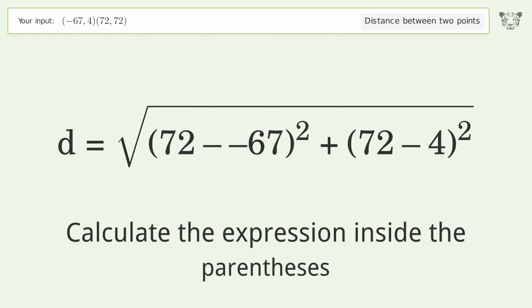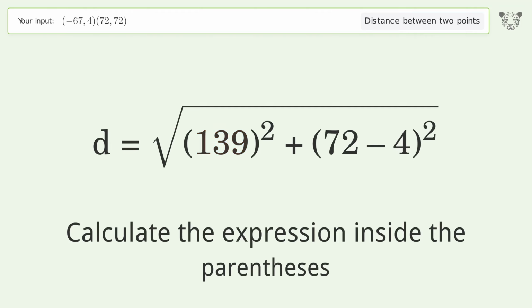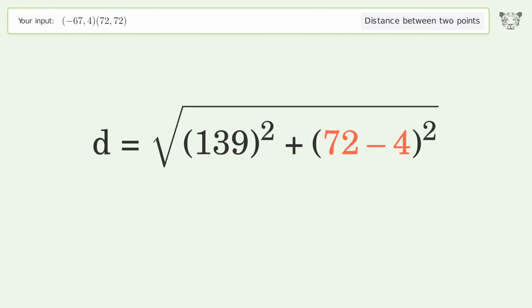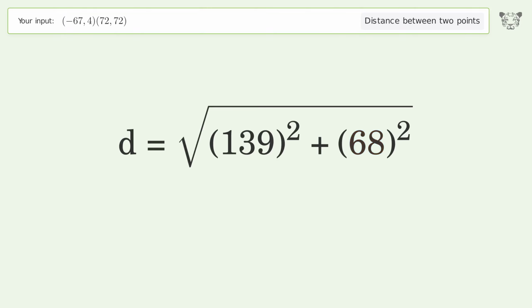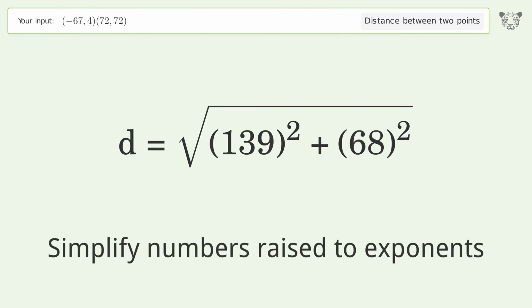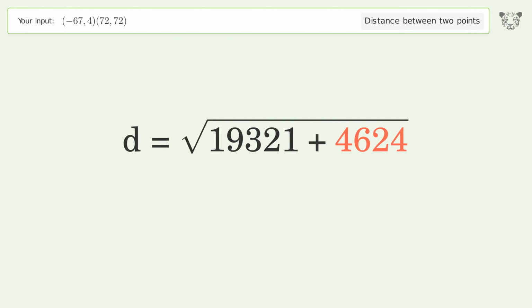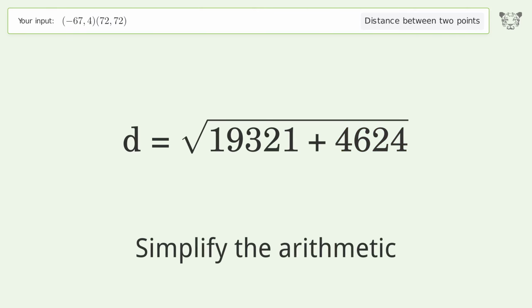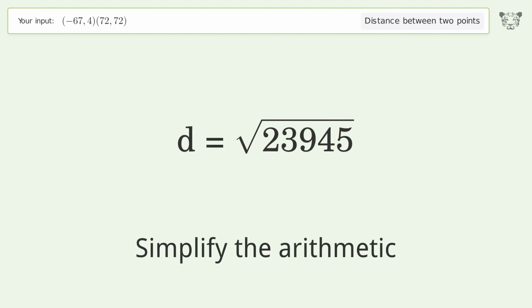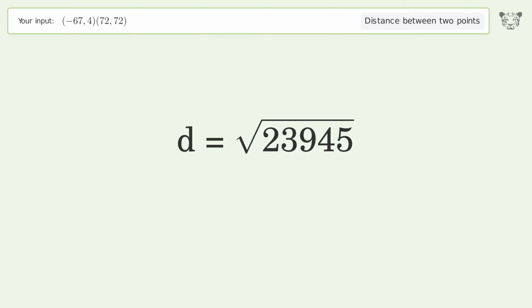Calculate the expression inside the parentheses. Simplify numbers raised to exponents. Simplify the arithmetic. And so the distance between the 2 points is the square root of 23,945, or 154.742.